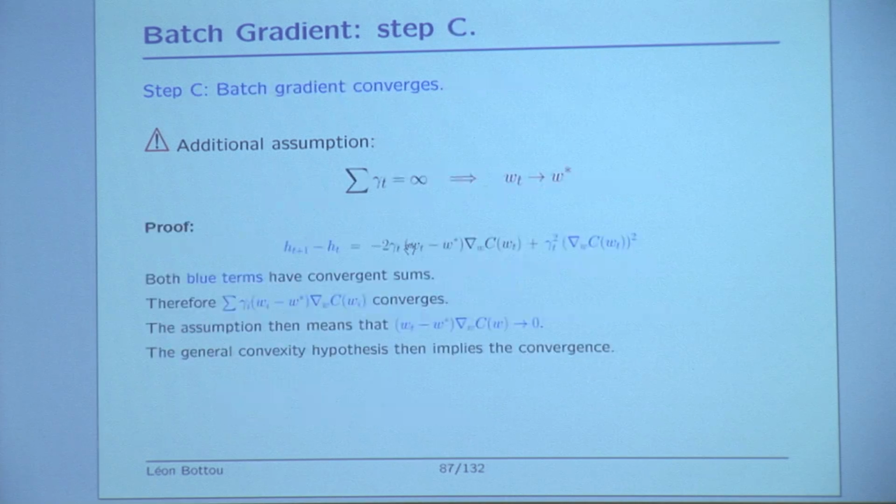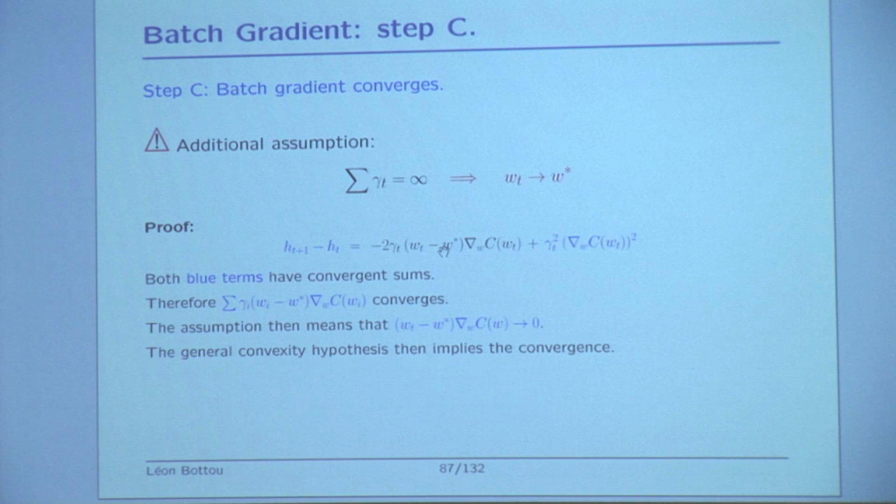Now I go to my step C. And I'm going to need an additional assumption, which is that the sum of the gamma t diverges. And that's the assumption that says that the steps do not decrease so fast that you stop somewhere in the process. So you just write H_{t+1} minus H_t, which is by the same thing as usual. And both the blue terms are convergent sums. This one is convergent because gamma t square is a convergent series and the gradients are assumed to be bounded. And this one is convergent because we know that H_t converges. Therefore, this one is convergent as well, because the difference of two convergent series is going to be a convergent series.